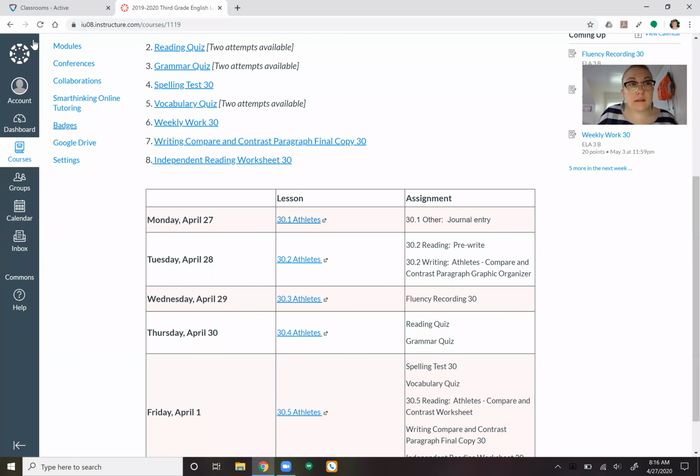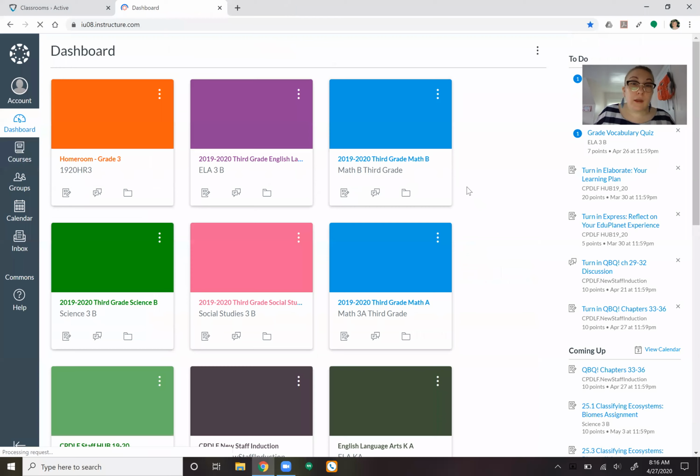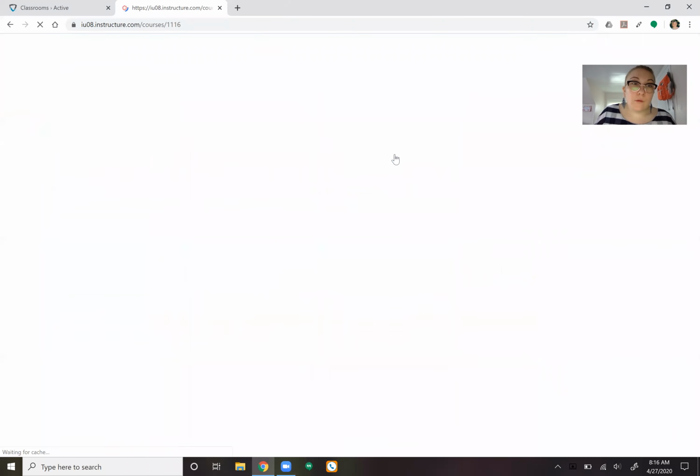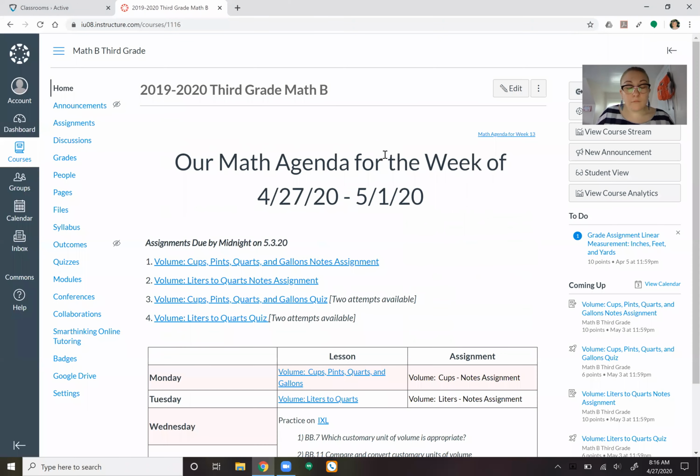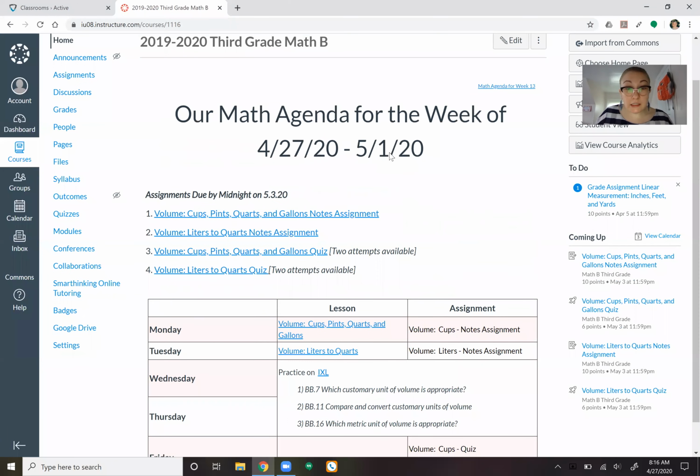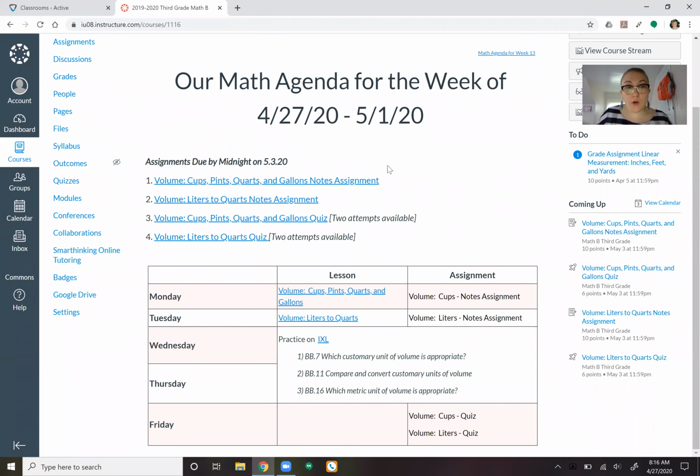Alrighty, and let's take a look at math. Math last week we were working on weight. This week we are working on volume. So today, Monday, you're going to do volume cups, pints, quarts, and gallons, and you will turn in your notes assignment. Tomorrow, you will do volume liters to quarts, and you will also turn in a notes assignment.